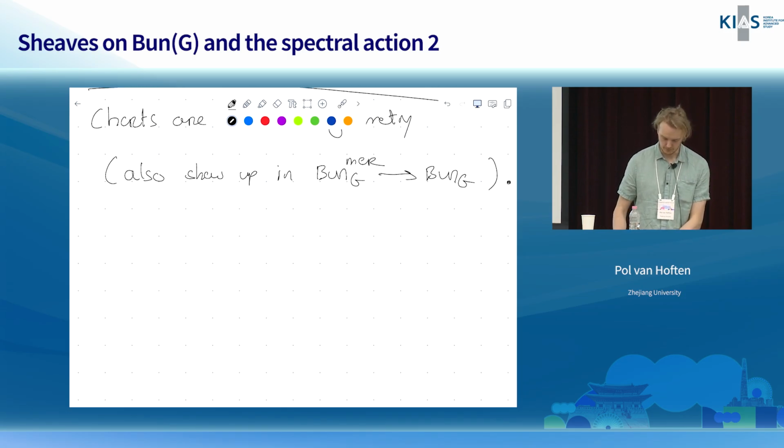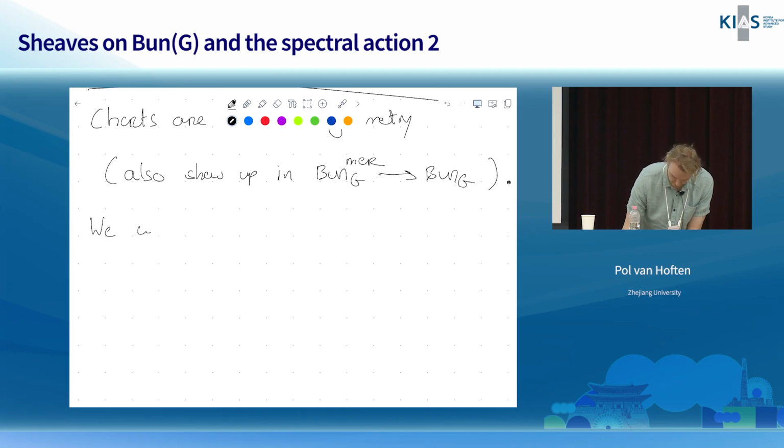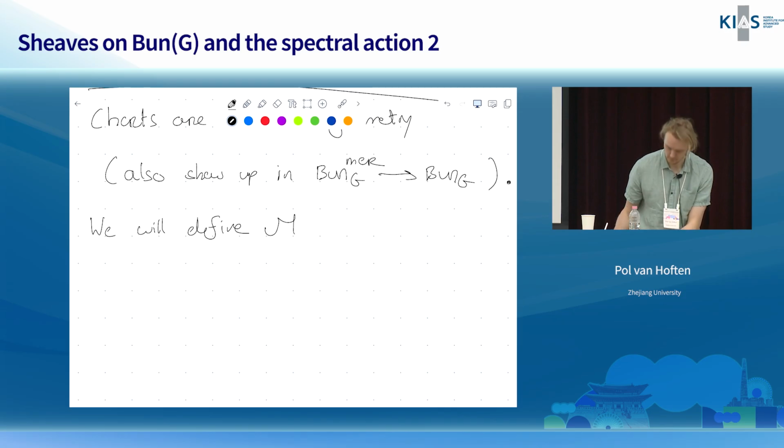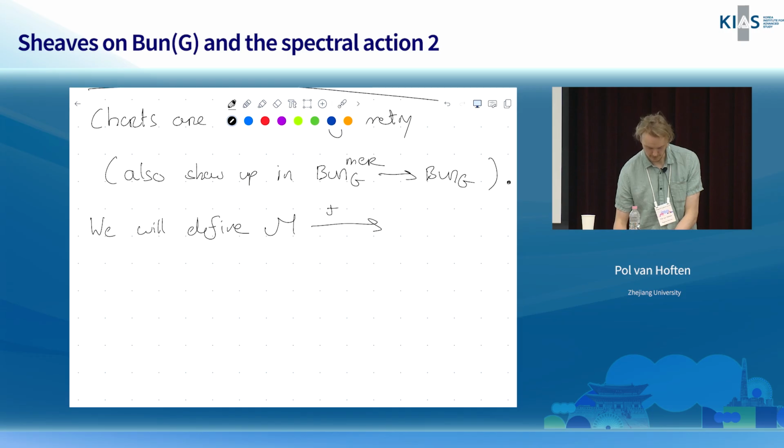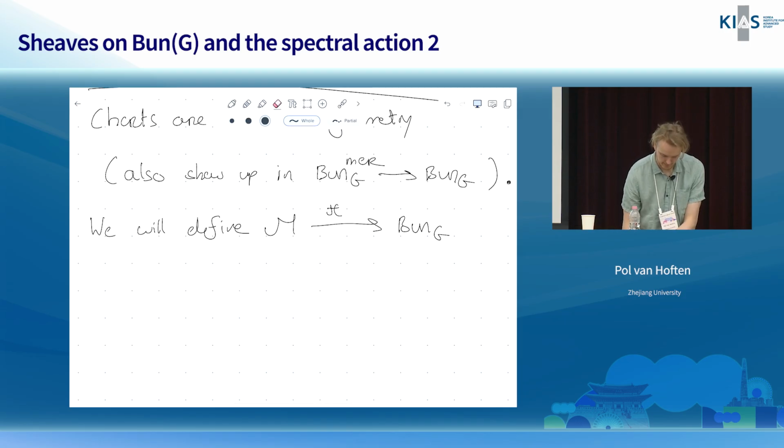Okay, so let me pull up my notes. I'm going to define, so we will define a chart M with a map pi to Bun G. And I'll call it a sort of moduli space of filtrations.